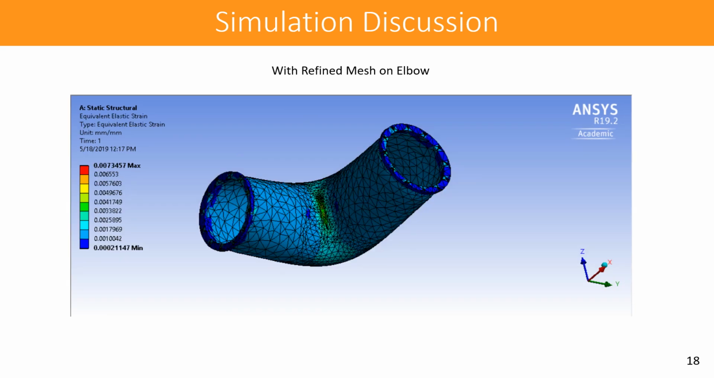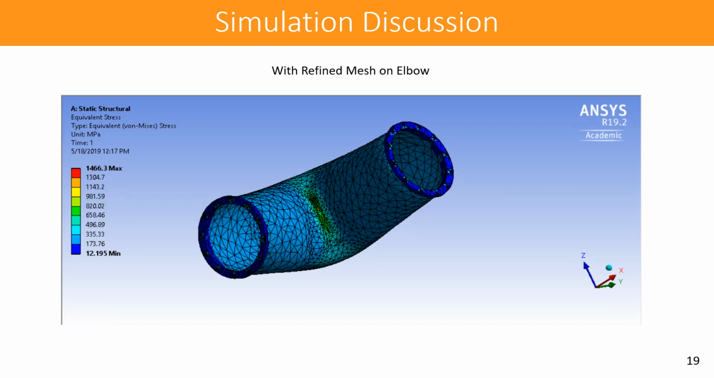Like with the total deformation, the results with the refined mesh are ballpark the same as they were with the unrefined. It still has the most accumulated strain in the bottom region of the elbow, where it's about anywhere from 0.003 to 0.004 millimeter over millimeter in strain, and it shows relatively the same amount of strain.